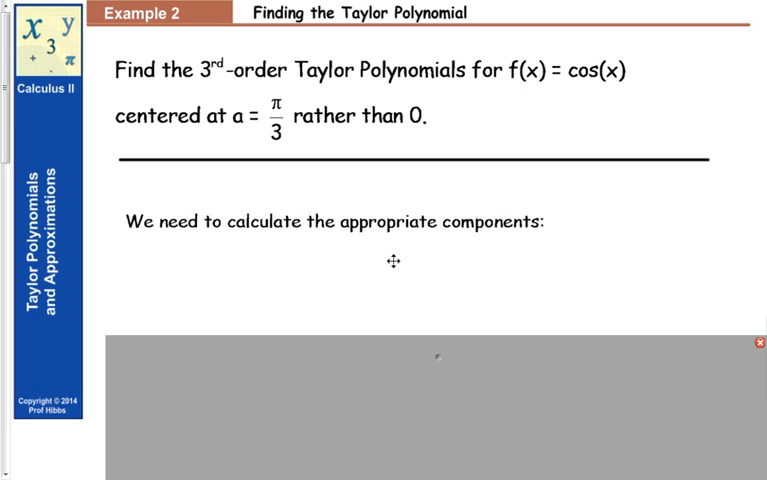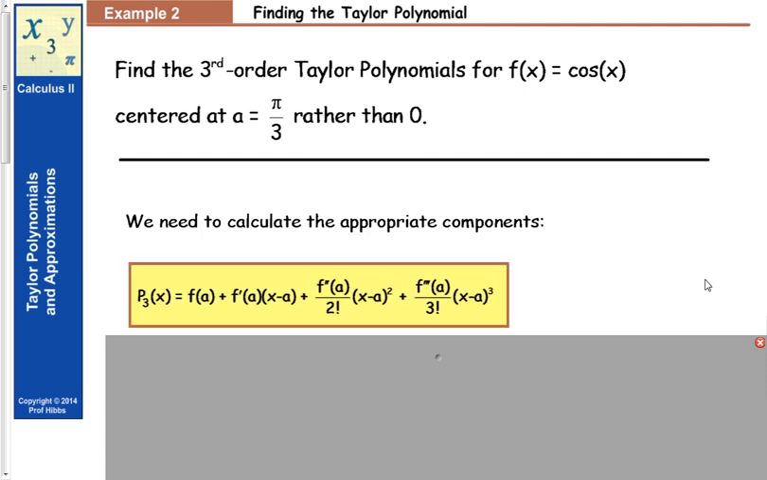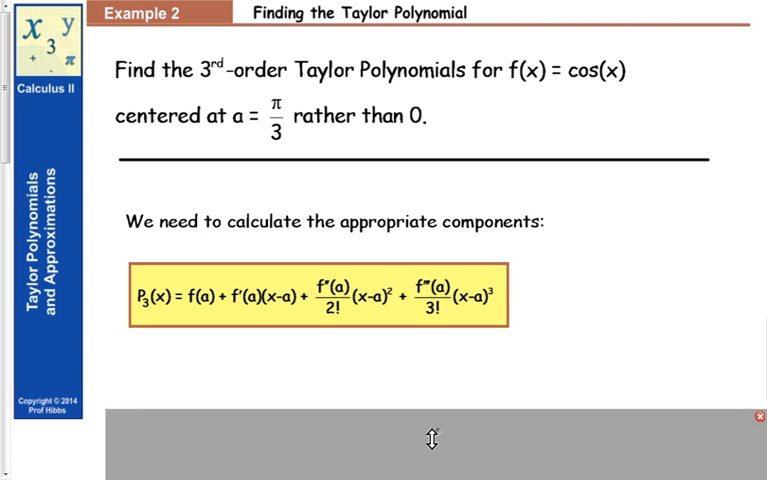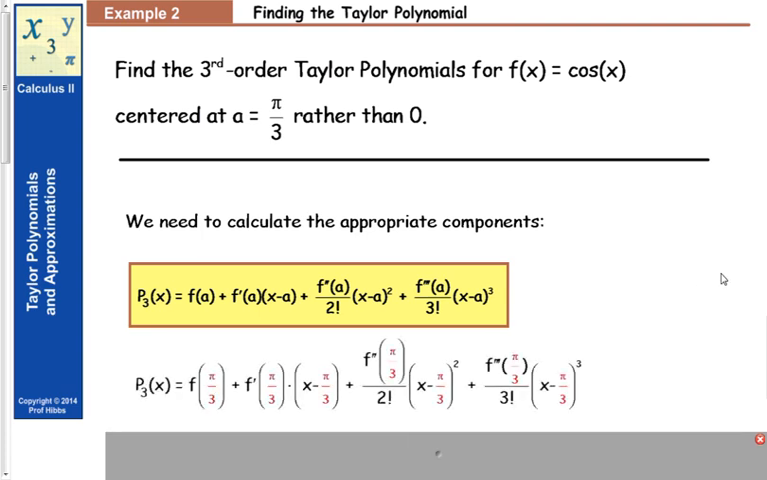So we need to calculate the appropriate components, and so I'm just reminding you, if it's centered at a, then p sub 3 looks like f of a plus f prime of a times x minus a to the first plus f double prime of a over 2 factorial times x minus a to the second, and so on for the third derivative. So what components do we need? Well, we need to know f prime, f double prime, and f triple prime for this function f of x equals cosine of x. And then we need to evaluate each of those at our a value, which is pi over 3. So we begin doing that.